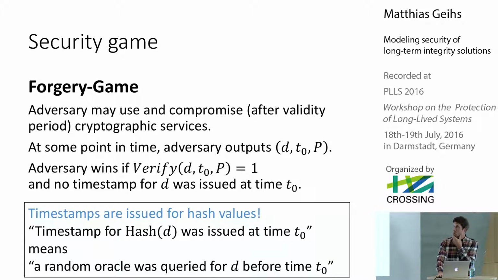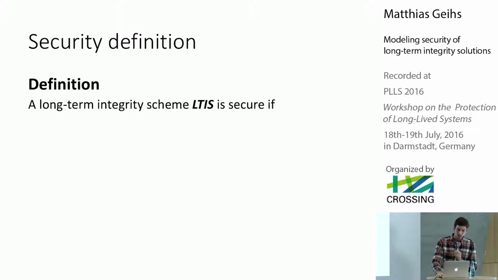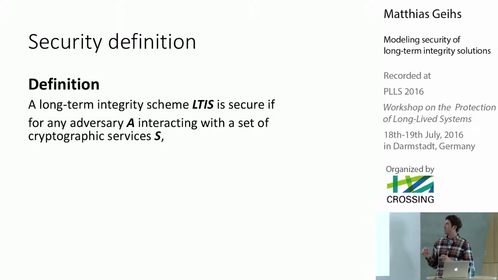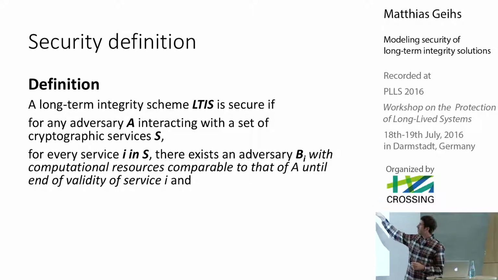So now we can formulate the security definition, and it looks as follows. A long-term integrity scheme, LTIS, is secure if for any adversary A interacting with a set of services S, for every service I in S, there exists an adversary B_I with computational resources comparable to that of A until the end of validity of service I. So for every service, there must be an adversary that uses the original adversary, and the adversary B_I only has computational resources as long as the cryptographic service is valid.